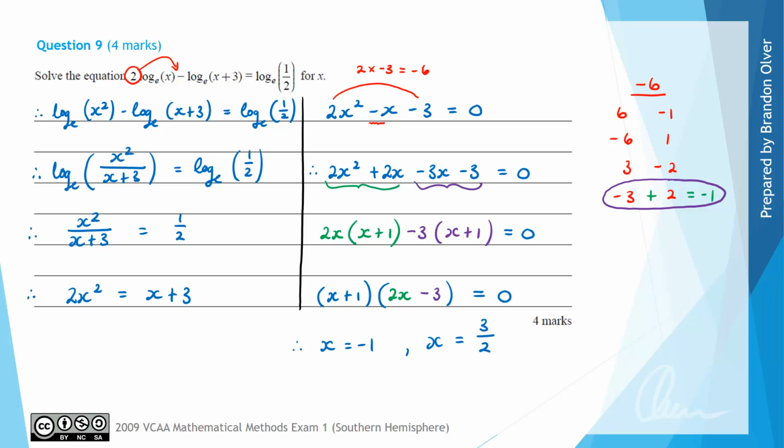Whenever we solve logs, we've just got to quickly check that the solutions are allowed back inside our original equation. Because we have log e of x in our original equation, we can't have a negative number inside that. So this is not going to be a solution, because log e, when x is -1, is undefined. So the only solution to this problem is x equals 3/2.